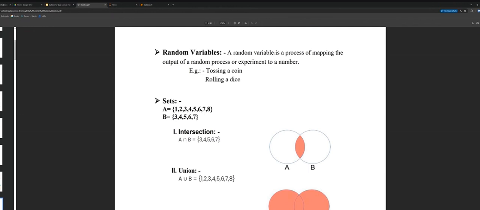Now random variables. A random variable is a process of mapping the output of a random process or experiment to a number. Example, tossing a coin: you can get tails or heads. These are just definitions. Rolling a dice, you play a game, right? We have two dice that roll. When you roll a dice, there is a probability of one in six that you can get a six, or a five, or a combination.